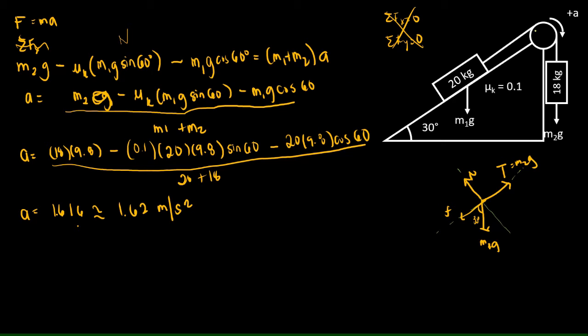So itong acceleration na nag-exist when the mass is 20 kilograms on the first block and 18 kilograms on the second block, and there exists a coefficient of friction which is 0.1, and this whole system is inclined in a plane which is 30 degrees. So the acceleration would be 1.62 meter per second square.